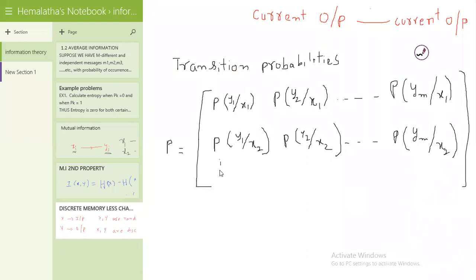Like this, and like that. Here the last row, these are the conditional probabilities: the probability that y1 is the output when xn is the transmitted signal. Similarly P of y2 when xn is transmitted, and P of ym when the input is xn. So this is the transition probabilities of the channel.